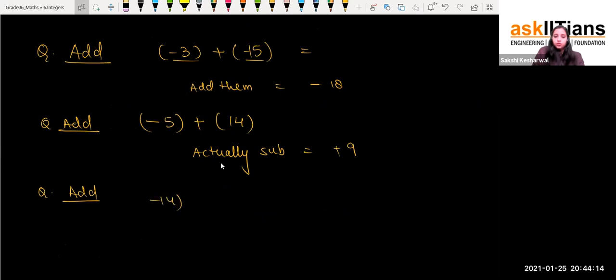-14 plus 5, right? So it will be what? Actually, you will be what? Subtracting, right? Subtract 14 minus 5. It will be what? 9. Now 14 is the larger number, so put a negative sign. That's -9, right?